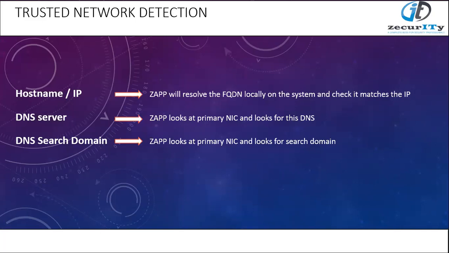So we talk about trusted network detection in the app profile and forwarding profile. In the forwarding profile, there are three methods: host IP, DNS server, and DNS search domain. Host name and IP will resolve via FQDN locally on the system and check if it matches the IP address mentioned on the portal. DNS server looks at the primary NIC for the DNS server configuration. DNS search domain looks at the primary NIC for the search domain. If the search domain matches, then it will consider the user is in the trusted network.